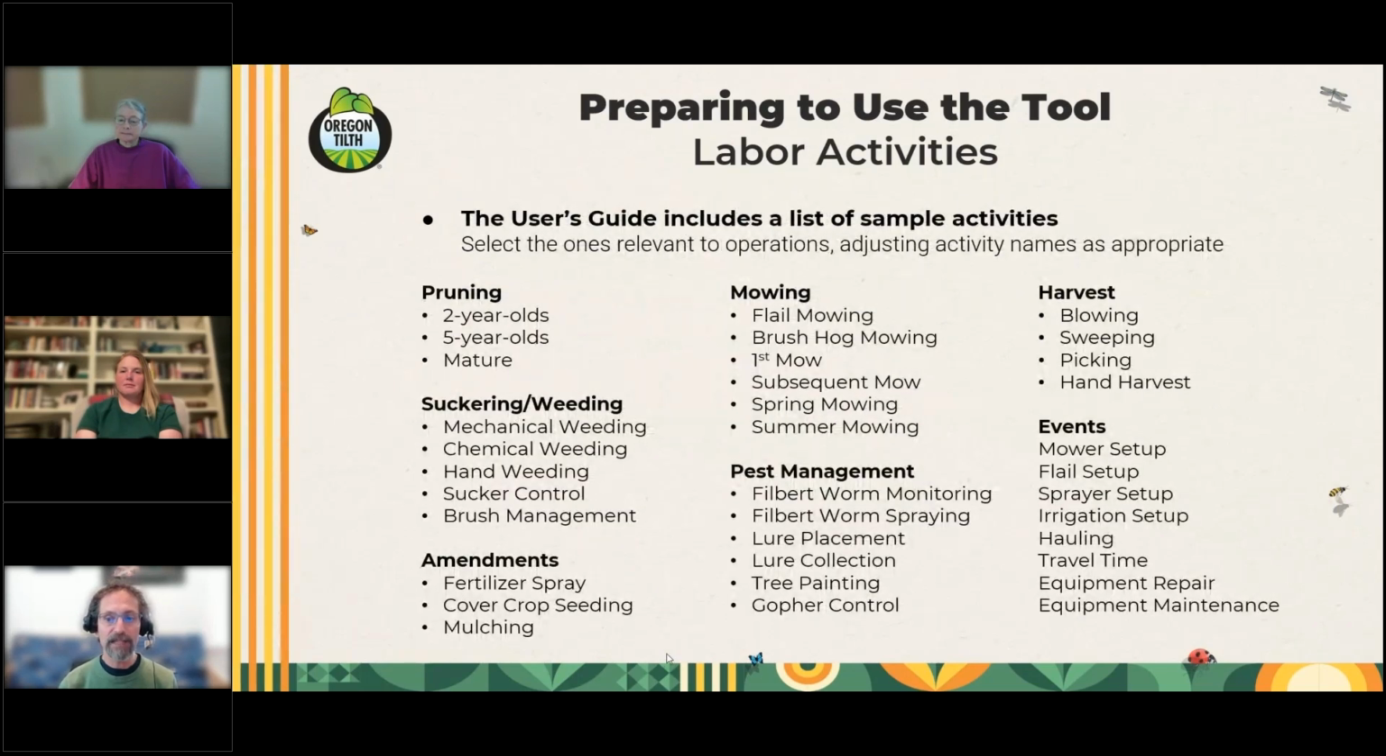So again, the goal is to capture the full list of activities that make up the time spent in production over the course of the season. And the appendix for the user's guide includes a list of some of the sample activities. And if you look at these, you'll note that under any given category, we have a variety of different types of entries, and some of them are very generic.